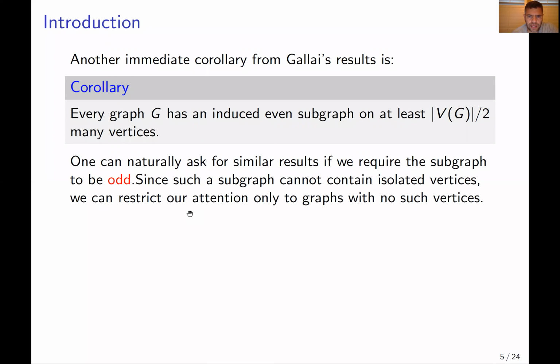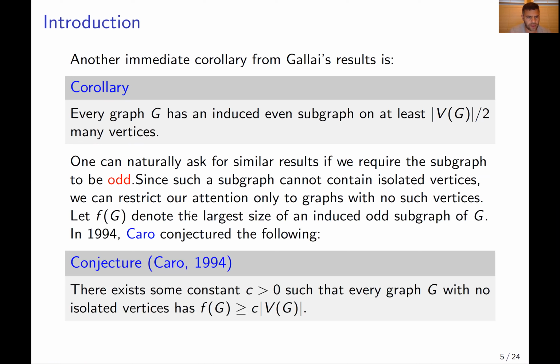Let's observe that an odd subgraph cannot contain isolated vertices, because isolated vertices are of degree 0. So we can restrict our attention only to graphs with no such vertices. So we can start with graphs with minimum degree 1, and then ask what is the largest induced odd subgraph of G. Some notation: f of G denotes the largest size of an induced odd subgraph. In 1994, Caro conjectured that there exists some constant such that every graph G with no isolated vertices has f of G at least this constant times the number of vertices.